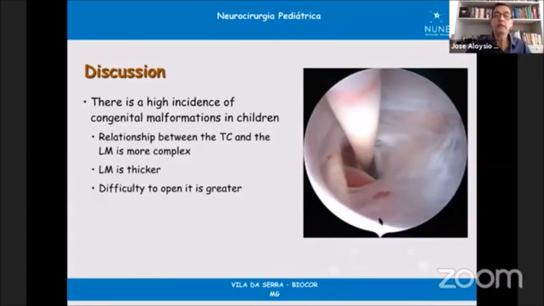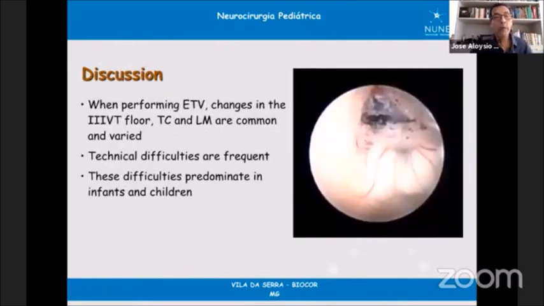Of course, there is a high incidence of congenital malformation in children and infants, and when this occurs, the relationship between the tuber cinereum and the Liliequist membrane is more complex. The Liliequist tends to be thick like that, and of course, it is much more difficult to open the membrane. So when performing ETV, changes in the third ventricle floor, tuber cinereum, and Liliequist membrane are common and varied, and technical difficulties are frequent. In contrast, we hear many times that ETV is a very easy procedure to do. And these difficulties predominate in infants and children.